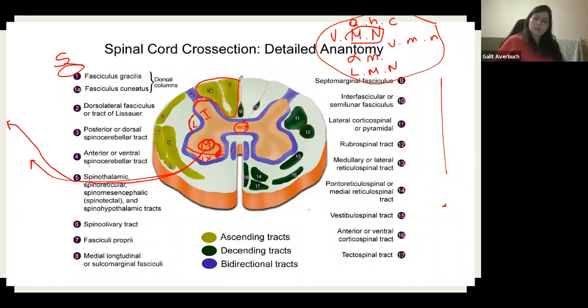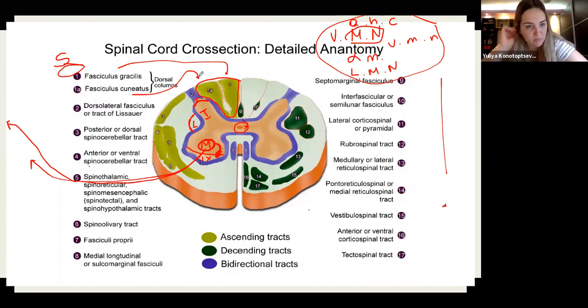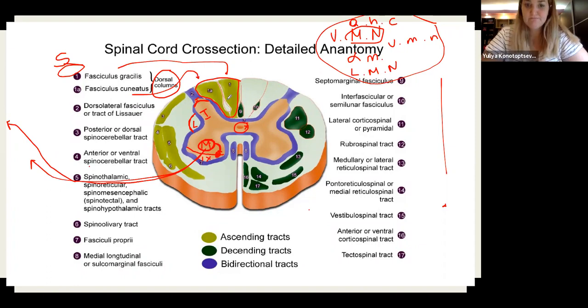Posterior funiculus, because it is at the back, right? This is the interneuron, motor neuron, etc. Posterior funiculus will contain two tracts: fasciculus gracilis and fasciculus cuneatus. We'll talk about them in a bit more detail right now. Together, they make up the dorsal column tract. So together, they are known as the dorsal column tract.